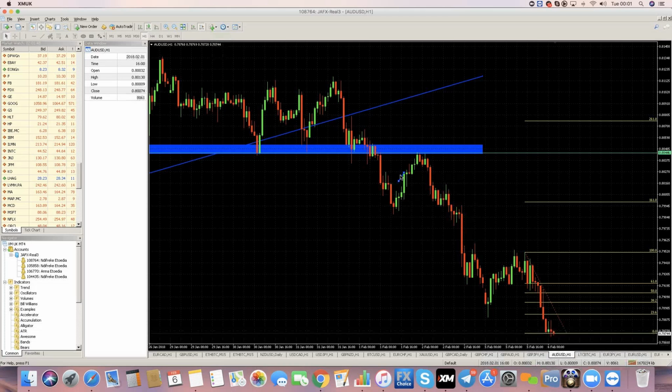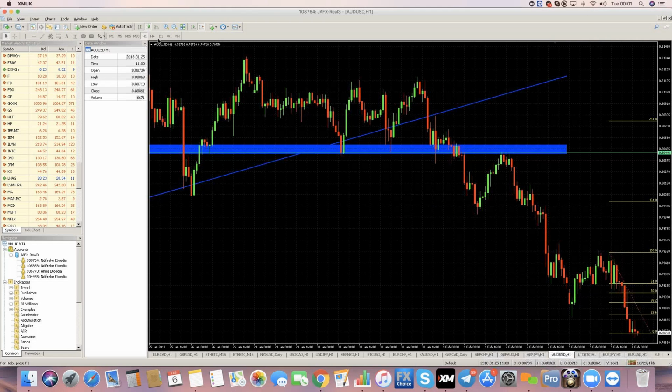I don't want to burden you, give you too much information, but just know that that is how I identify my support and resistance line. First of all, I have to go to the higher time frame. I look for another pair.